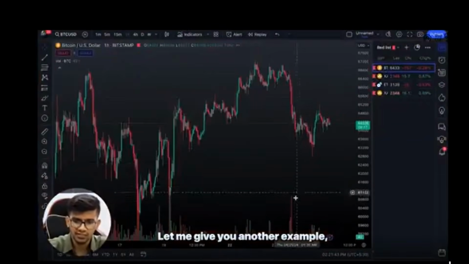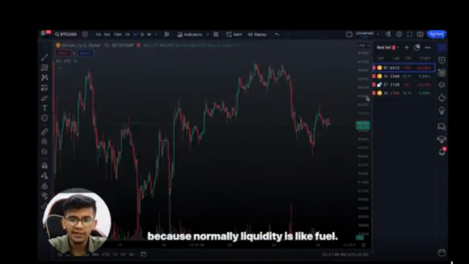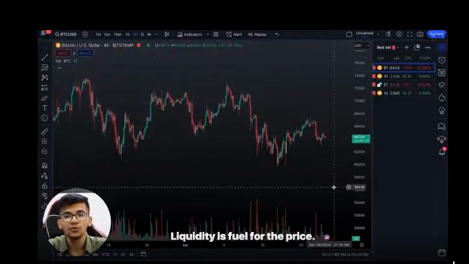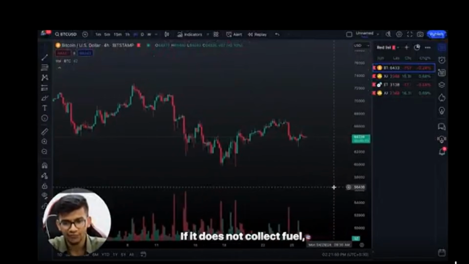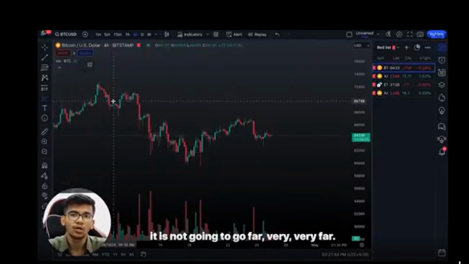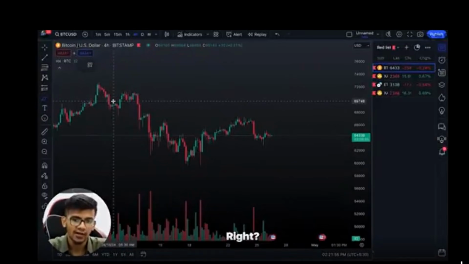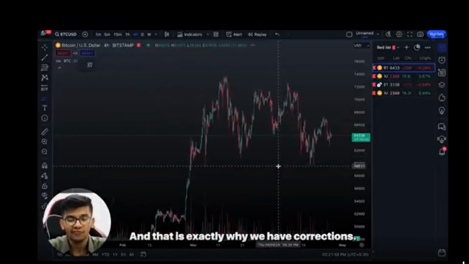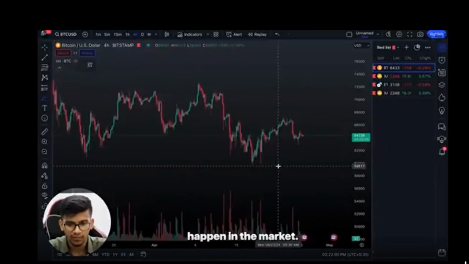Once again, let me give you another example, because normally liquidity is like fuel. Liquidity is fuel for the price. If a car does not go to the petrol station, it is not going to go very far, right? And that is exactly why we have corrections. That is exactly why corrections happen in the market.